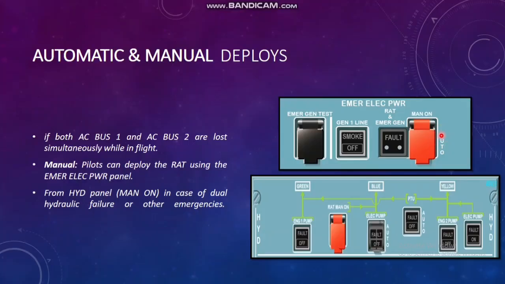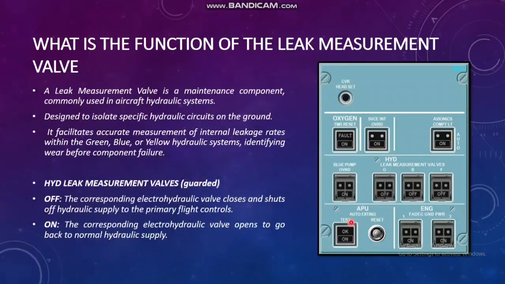Normally it will be in the auto condition, depending on these two configurations. From the hydraulic panel, RAT main on. On the hydraulic panel, you'll see there is a RAT main on. This is also a guarded switch, in case of dual hydraulic failure or other emergency. So from the hydraulic panel only you will get hydraulic supply, and you have to select it manually. So this is from the hydraulic panel.